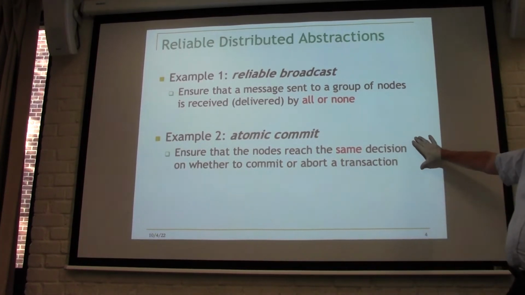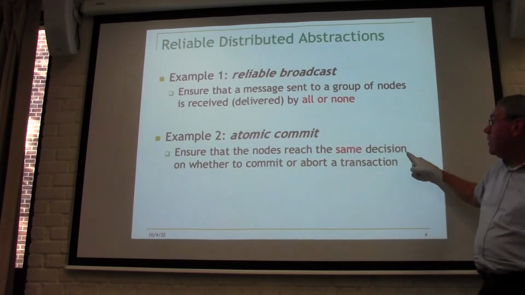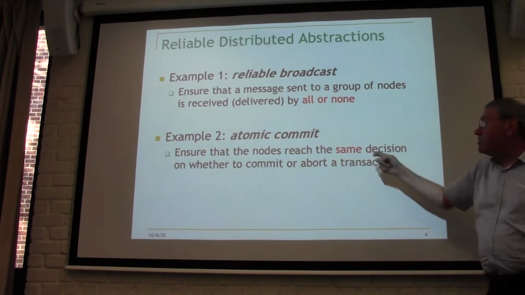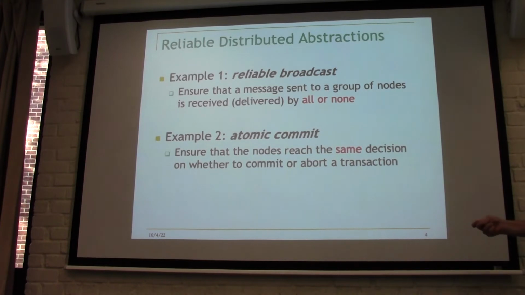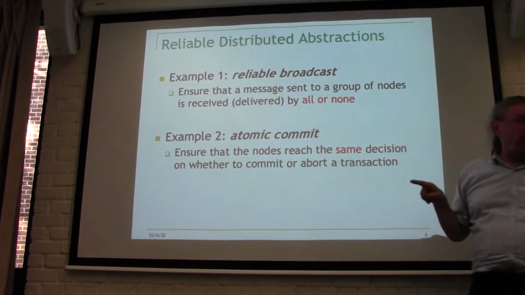Another one is atomic commit. I mentioned this one already. It's a kind of consensus. The nodes are deciding now. All the nodes are deciding. But they have to reach the same decision, despite failures, despite delays, despite concurrency, they have to reach the same decision. And here it's whether to commit or abort a transaction.